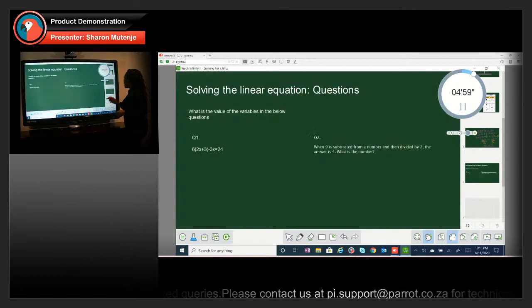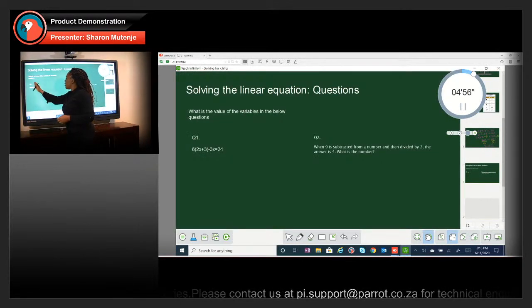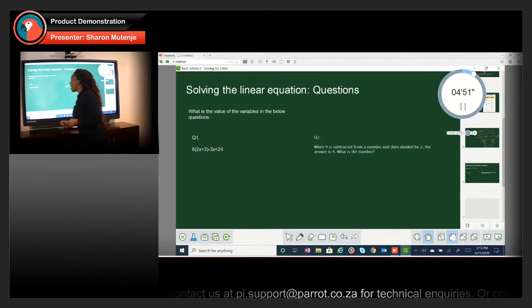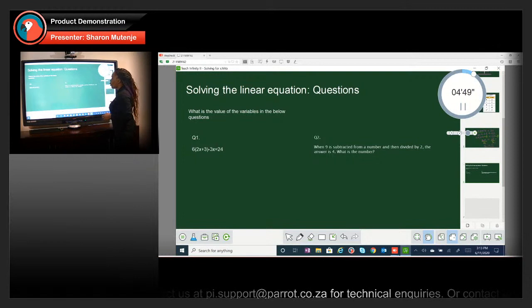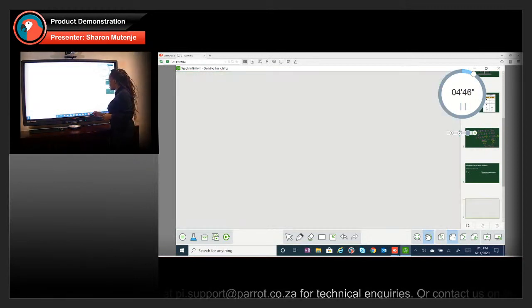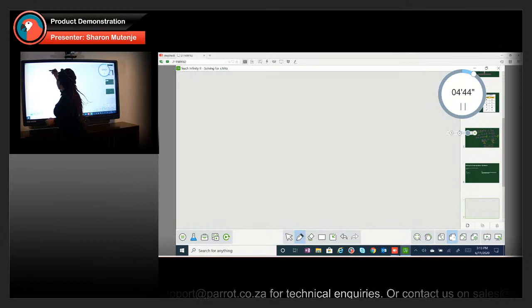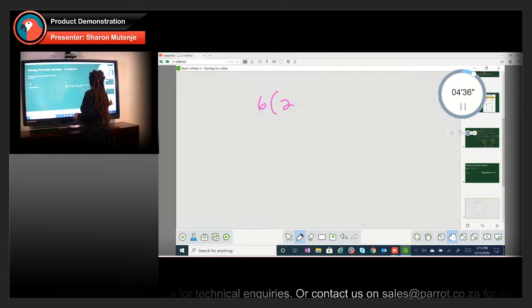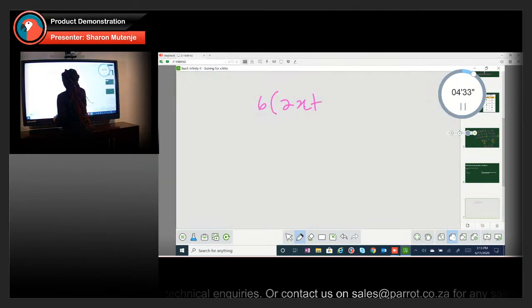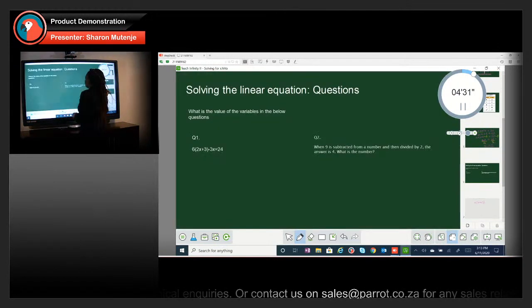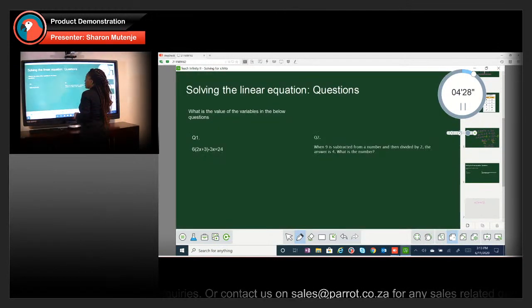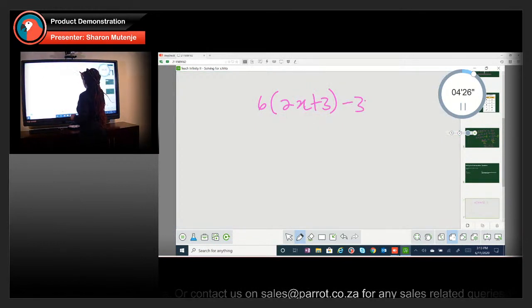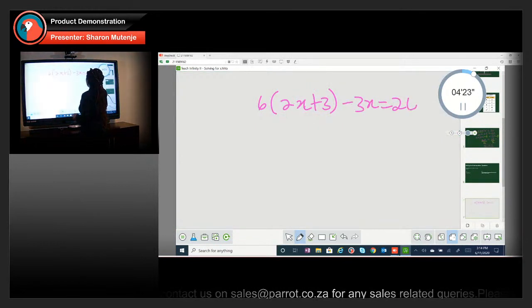Right, so here we have 6 times 2x plus 3 minus 3x is equals to what? 24. So what I'm now going to do is I'm just going to quickly put that into this particular page. That's 6 bracket 2x plus 3 minus 3x is equals to 24.